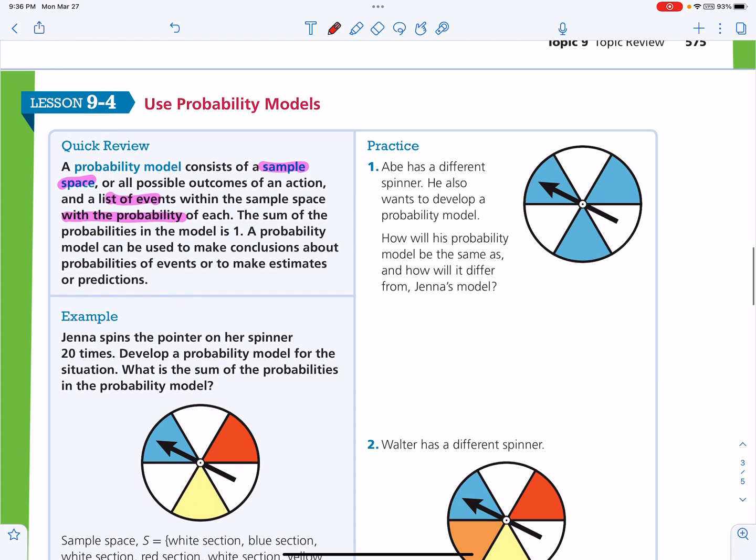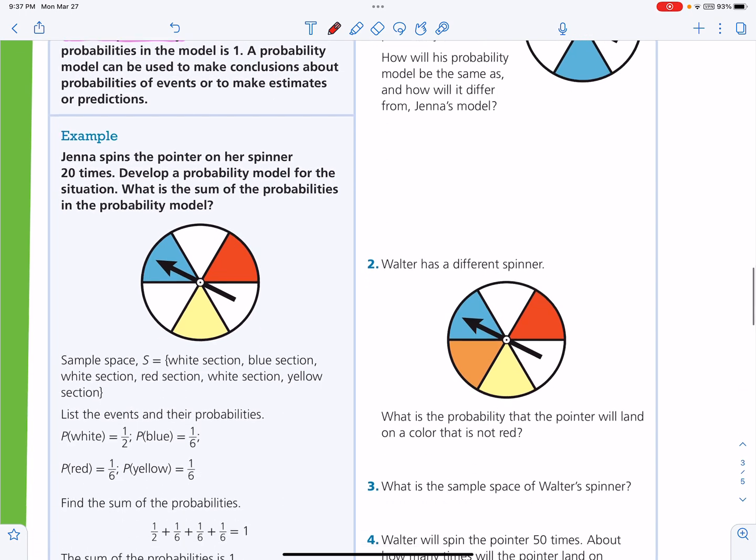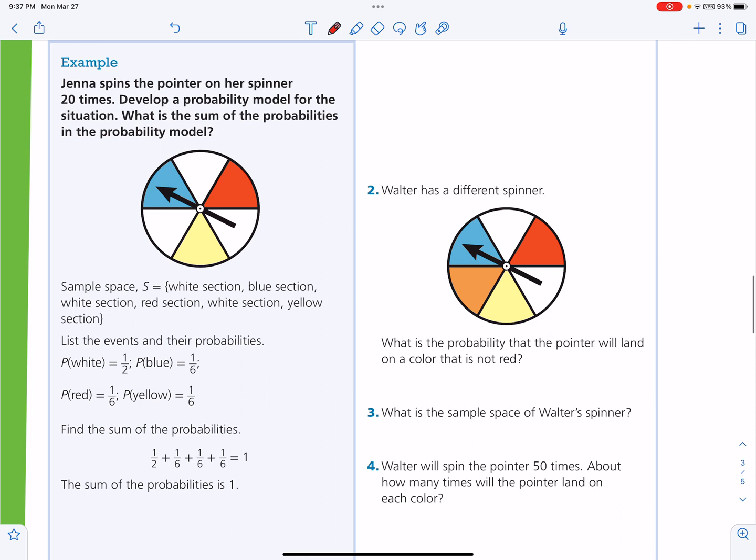You just have to remember what a sample space is and how to properly list the probabilities using that probability notation. So for the practice, it says Abe has a different spinner. He also wants to develop a probability model. How would his probability model be the same as, and how will it be different from Jenna's model? So here's Jenna's model over here. Okay, you can see the sample space looks like this. S equals, and then they list out the information. You can even do abbreviations to show the sample space. And then they list the events and their probabilities.